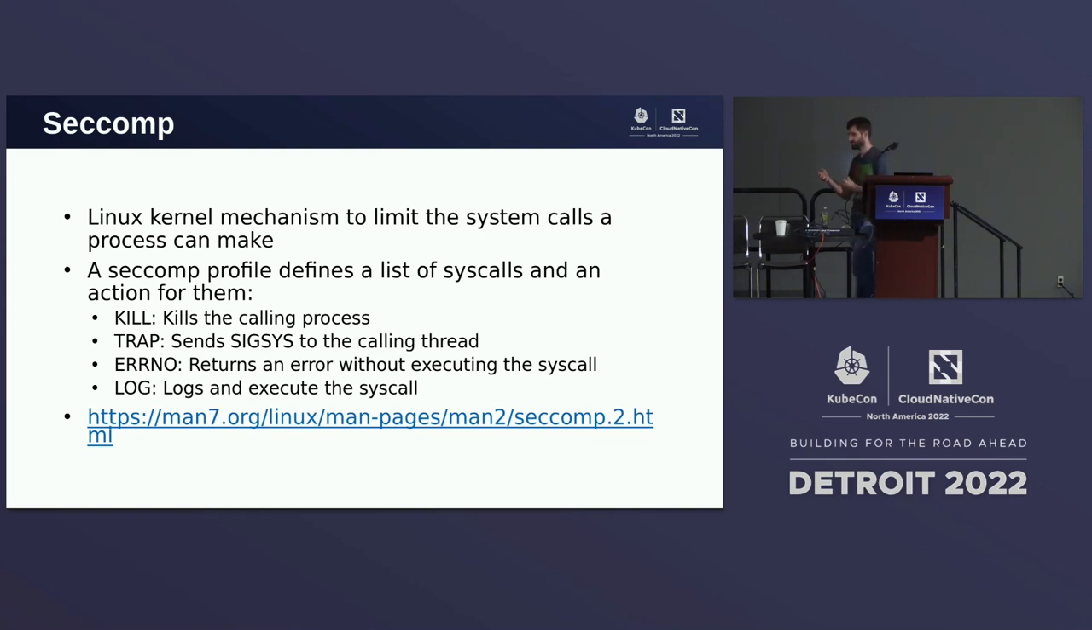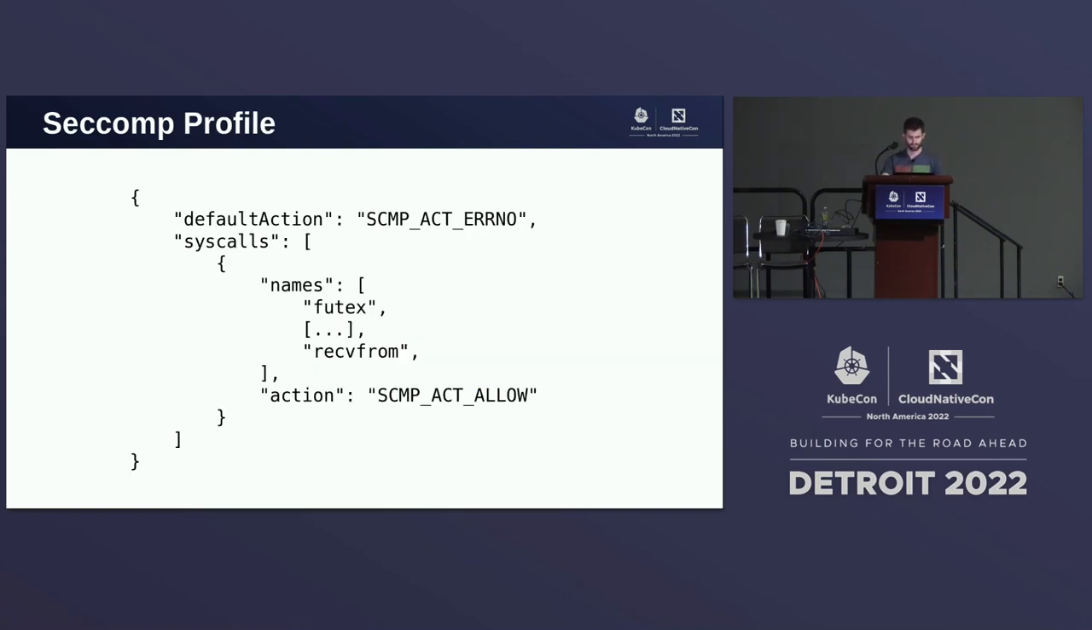and we can tell the kernel, okay, if a given process executes this call, perform this action. The actions that we have are, for instance, just kill the process, send a signal to the calling process, deny the execution of the system call and return an error, or execute the system call and log it to the system. Actually, there are other actions that are supported, but my intention here is not to go into the detail of those. This is what a seccomp profile looks like.